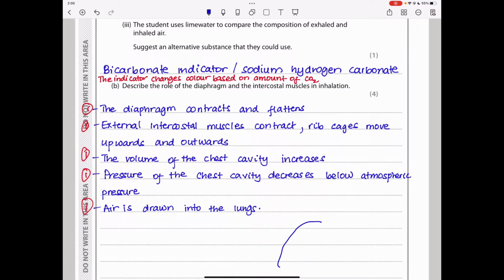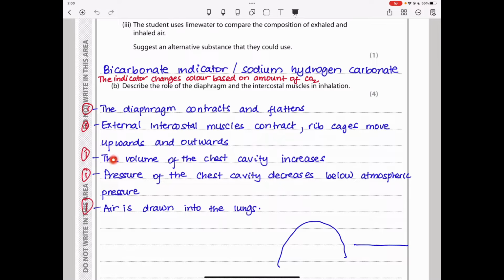Usually the diaphragm has that kind of shape, but in preparation for inhalation, it will contract and flatten to create a bigger space within the thoracic cavity. And then the external intercostal muscles will contract. When they do contract, the rib cage is going to move upwards and outwards.